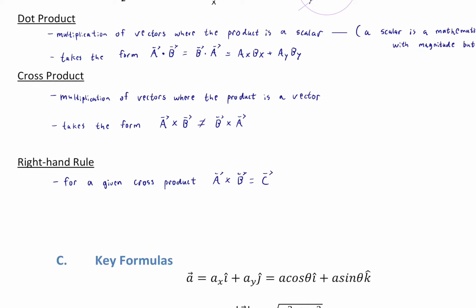But let's define something called the right-hand rule. So for a given cross product, A cross B equals C. So we're getting a new vector from this type of vector multiplication. Sometimes the dot product is called the scalar product, no surprise, and sometimes the cross product is actually called the vector product. But I'll be using the terms dot and cross. So A cross B equals vector C. The direction of C is defined by the right-hand rule.